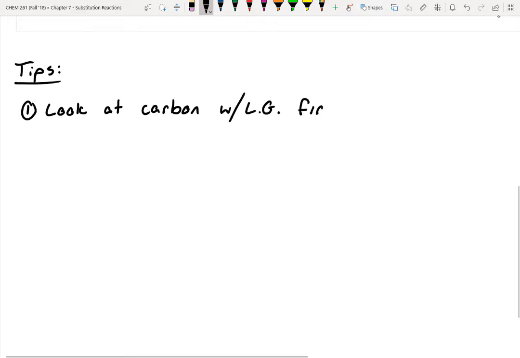Look at your carbon with your leaving group first. Okay? We've got a variety of different carbon types we could run into. We could have a carbon with resonance. We could have a carbon that's tertiary. We could have one that's secondary. We could have one that's primary. And we could have one that's a methyl carbon. And if we think about SN1, which one's more likely? Left or right for SN1? Left. Okay?